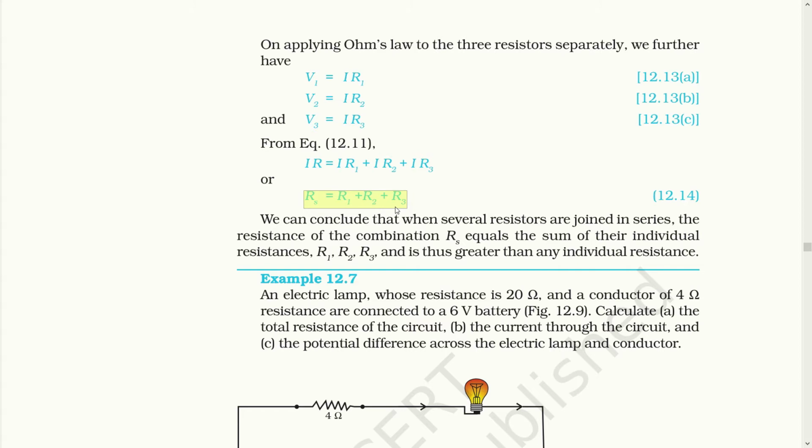So if there is a series connection, the total resistance would be the sum of all the resistances across the circuit. We can conclude that when several resistors are joined in series, the resistance of the combination Rs equals the sum of the resistances R1 plus R2 plus R3 and is thus greater than any individual resistance. So the sum would be greater than any of the resistances.